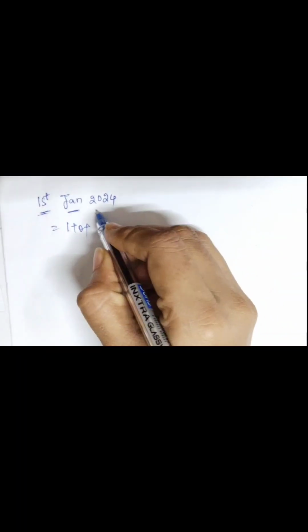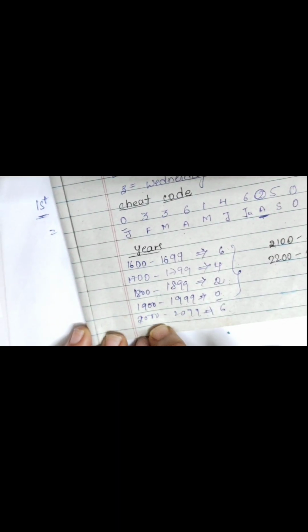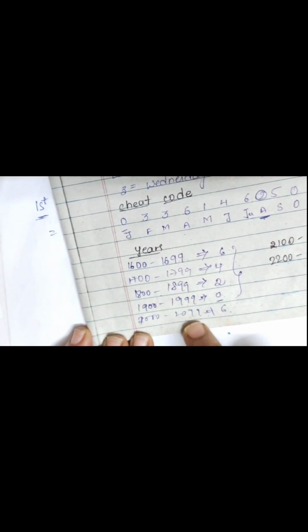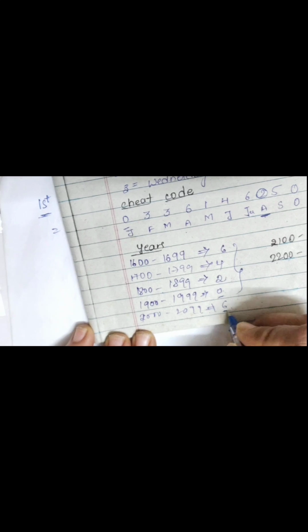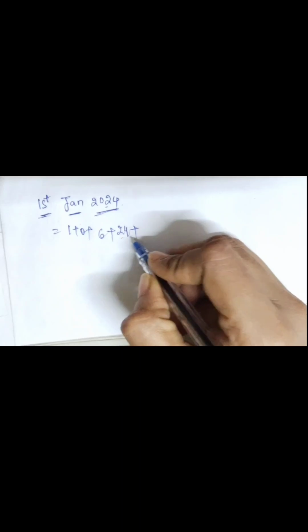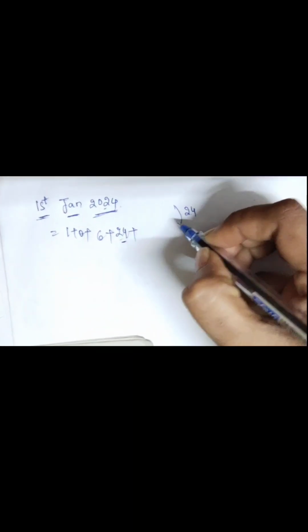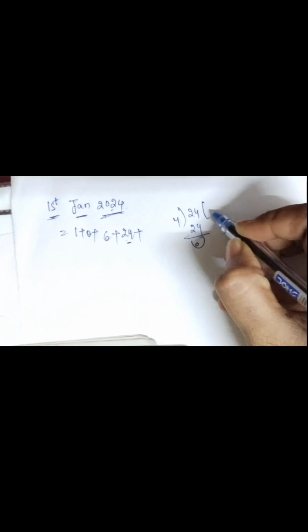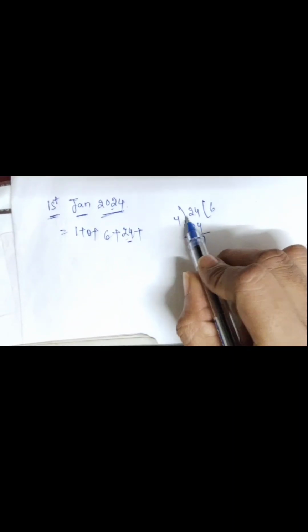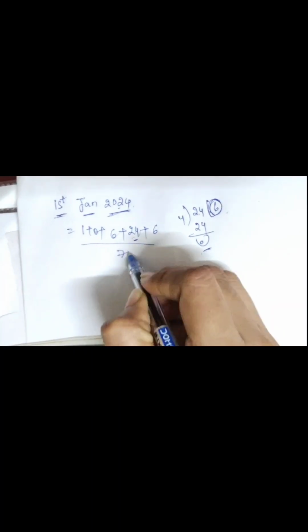Next, what is the year code of this year? It lies between 2000 and 2099. The year code is 6. Next, the last 2 digits of the year, which is 24. Now, the quotient of the last 2 digits: you need to divide it by 4, which is 6 times. You need to consider the quotient, which is 6, and divide it by 7.